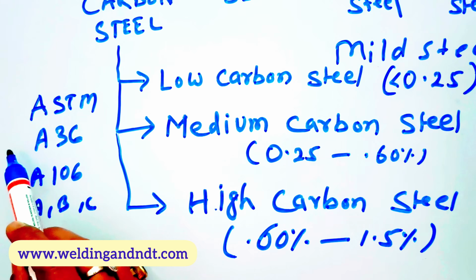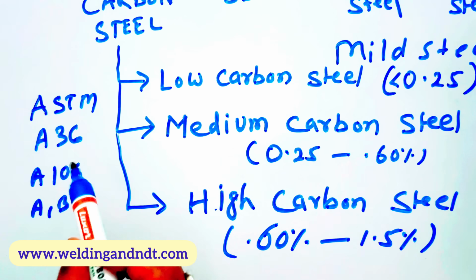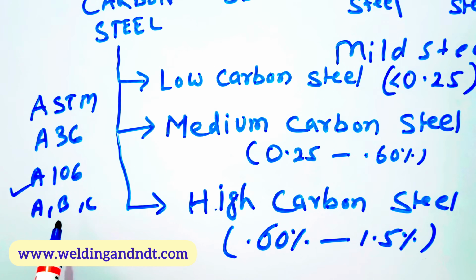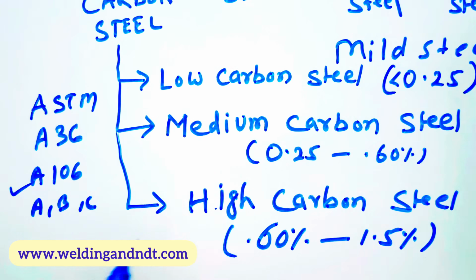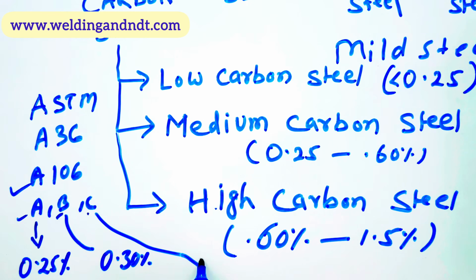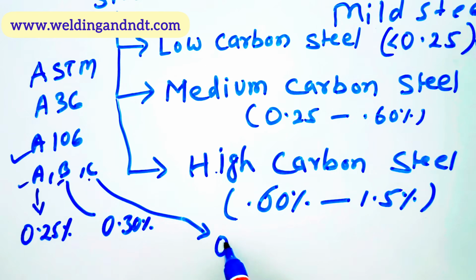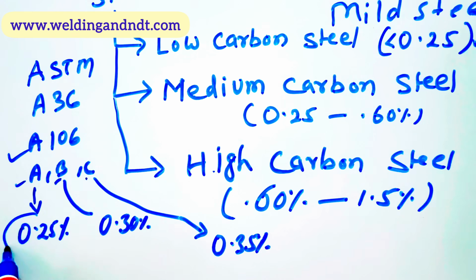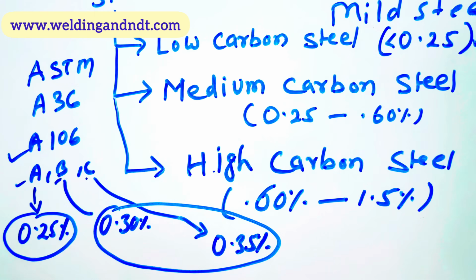In ASME Section II Part A, you can see the chemical composition of any material like ASTM A106. In A106, there are three grades like grade A, grade B, grade C. And in grade A, the percentage of carbon will be maximum 0.25%. In grade B, the percentage of carbon will be maximum 0.30%. And in grade C, the percentage of carbon will be maximum 0.35%. So from this classification, you can understand that grade A will fall in low carbon steel and grade B and grade C will fall in medium carbon steel.